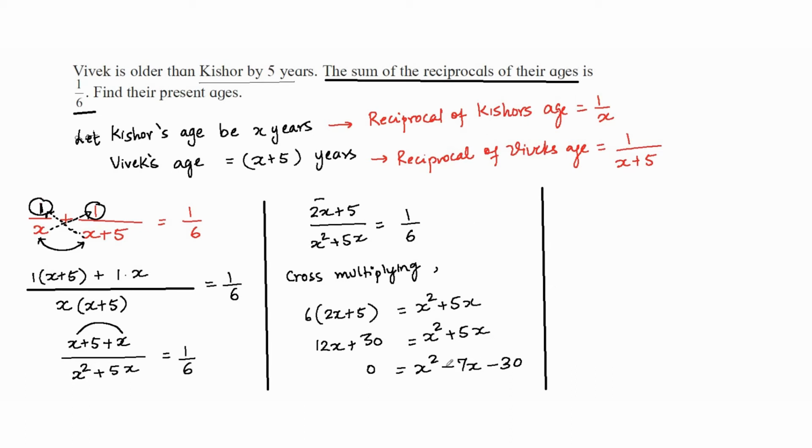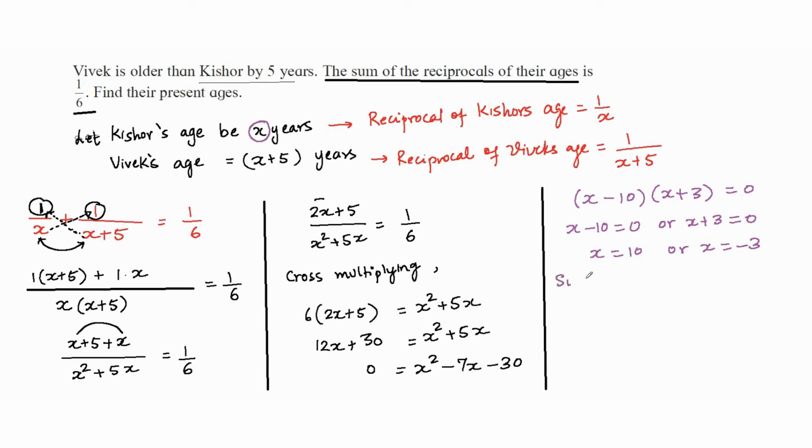Now I should solve this particular equation. Again, I would use my factorization technique. So I get x minus 10 into x plus 3 is going to be equal to 0. Of course you know how to do this. You can find the product and the sum and split the terms appropriately. So either x minus 10 is 0 or x plus 3 is 0. If x minus 10 is 0, it implies x equals 10, or x equals negative 3. But again, x is the age of Kishore, which cannot be negative.